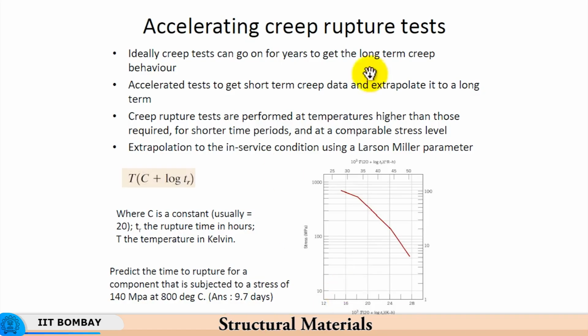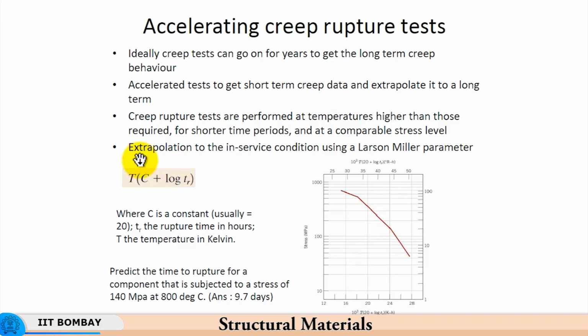So, you get short term creep data and extrapolate it to the long term. That is where the crux of the problem lies: if we extrapolate this data from a short term creep test to long term, the accuracy of extrapolation becomes a matter of debate, because how risky is it to use one particular model as opposed to another model when we extrapolate data. So, that is where we need to be careful.